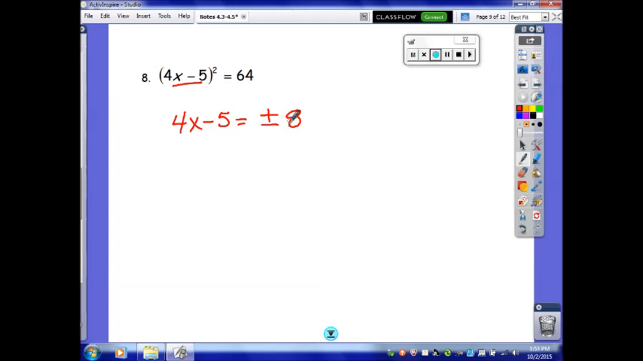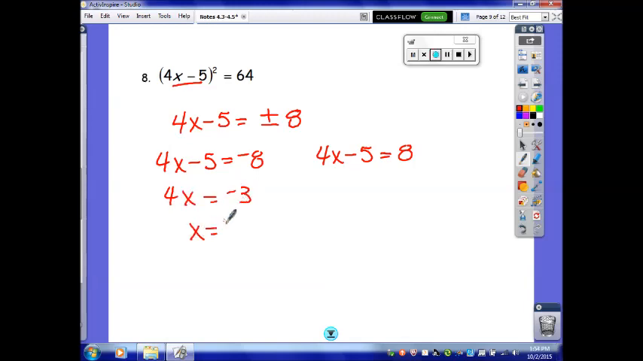All right, now these are all numbers. Okay, there's no irrational numbers up here. So I'm going to have to take this a step further. I'm going to break this into two separate equations where one is equal to negative 8, and then 4x minus 5 is equal to positive 8, and I'm going to solve for x each time. So 4x is equal to negative 3, x is equal to negative 3/4. Here, 4x is equal to 13, x is equal to 13/4. So my two answers are negative 3/4 and 13/4.